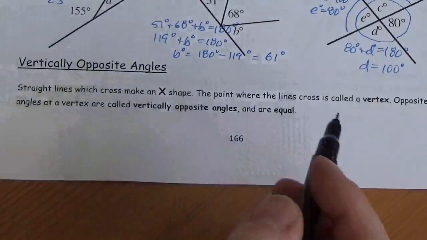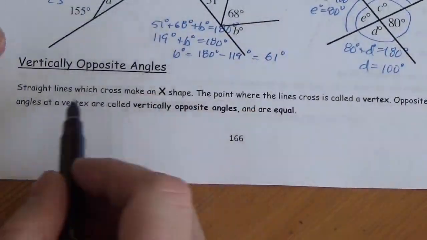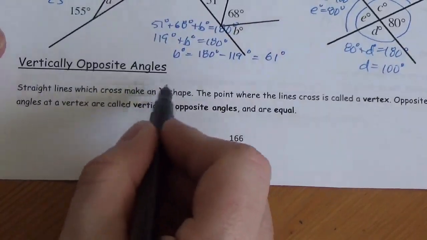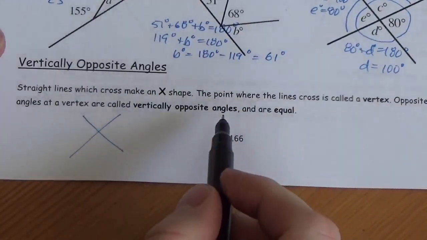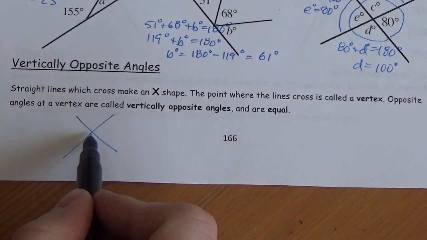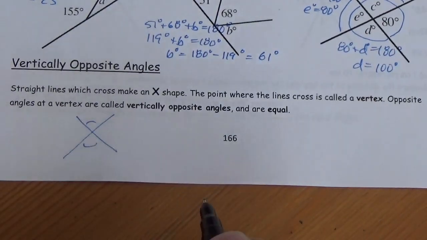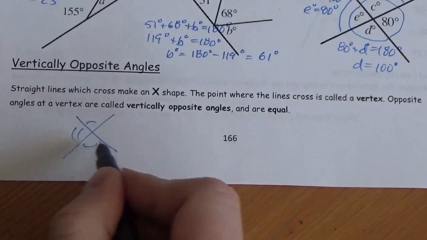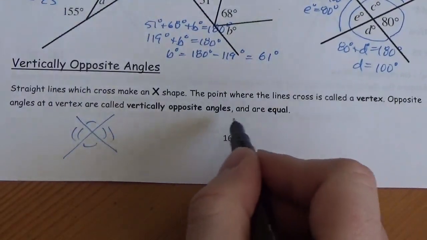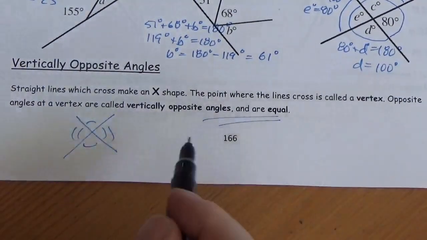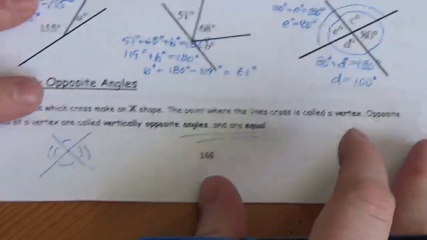Vertically opposite angles are formed when we have two straight lines that cross, in that X shape. So right here is our vertex. Angles that are on opposite sides of that intersection are what we call vertically opposite, and vertically opposite angles are equal. And we just saw that with the example that we did.